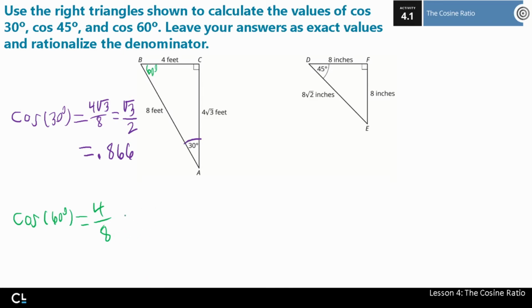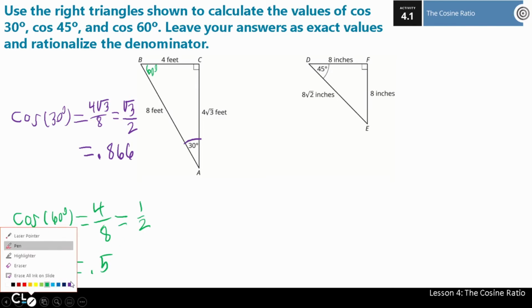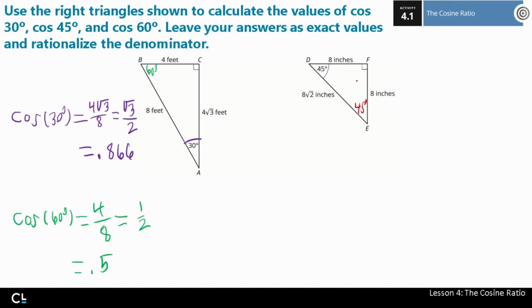Let me simplify the fraction first. Get 1/2. Then this is going to equal 0.5. I want to write it the same way we have it up top. Right? So cosine of 30 is 0.866. Cosine of 60 is 0.5. And for our other special triangle, let's switch color to red. We have our 45. We also know that this is 45, so they're going to be the same, right?